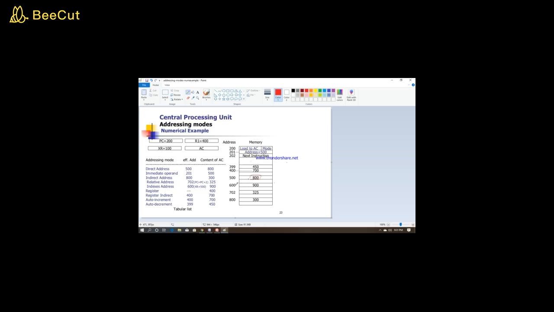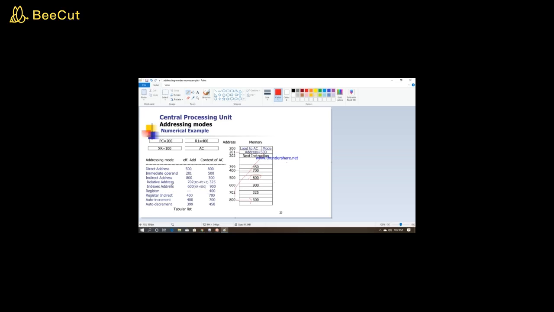Here in indirect address, 500 will be there. You go and check 500, it denotes 800. Again 800 is taken as the effective address, where 800 denotes the value 300. Like this we can easily calculate the effective address and the content of the accumulator. Sometimes, based on this example, GATE or other problems come. Sometimes a value won't be there, so we can put a hyphen if the address is not there.